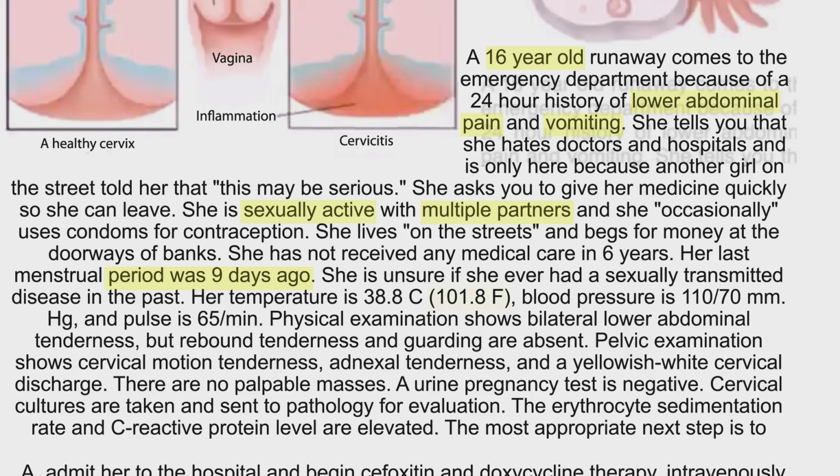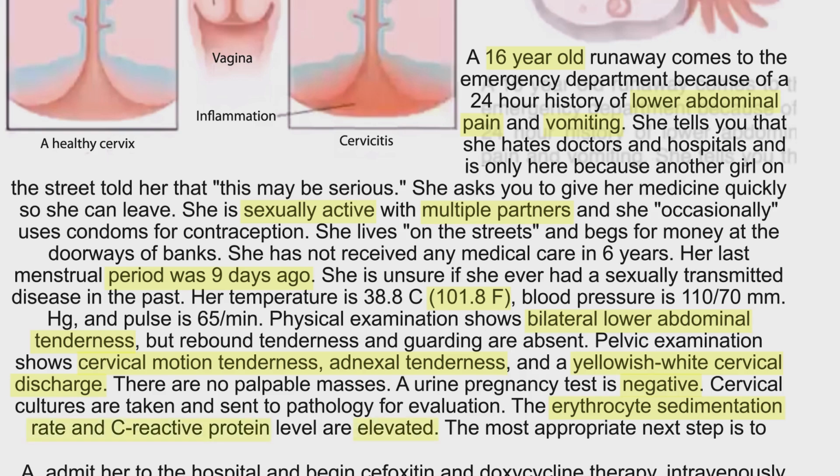Her temperature is 101, blood pressure is 110/70, pulse is 65. Physical exam shows bilateral lower abdominal tenderness, but rebound tenderness and guarding are absent. Physical exam shows cervical motion tenderness, adnexal tenderness, and yellow-white cervical discharge. There are no palpable masses. Urine pregnancy test is negative. Cervical cultures are taken and sent to pathology. Erythrocyte sedimentation rate and C-reactive protein are elevated.